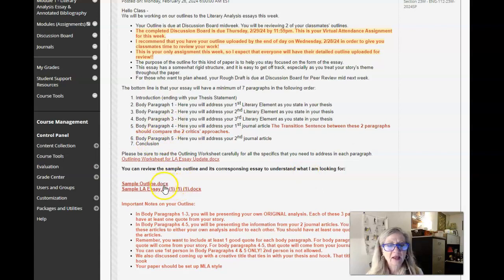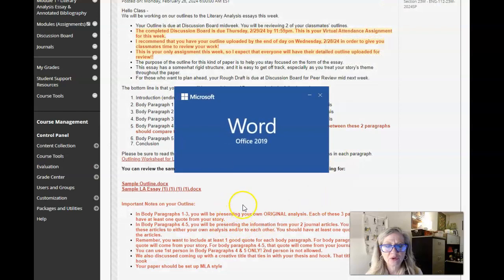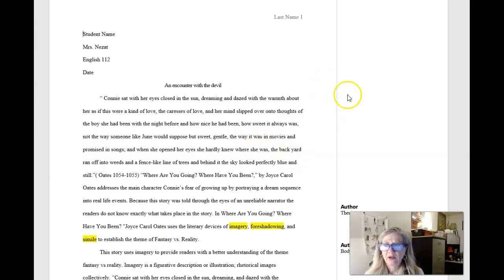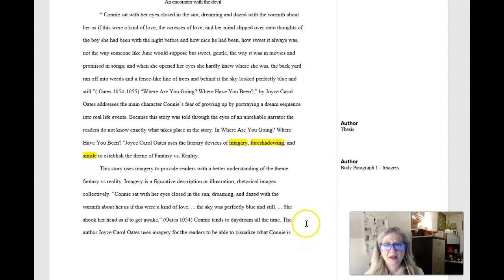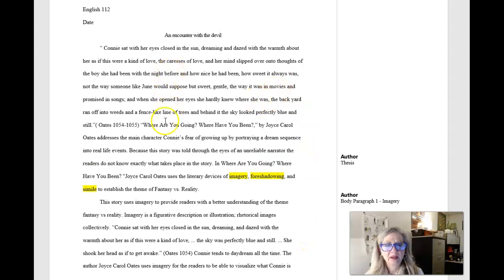All right, so let me pull up the sample essay to show you. I have this in the announcement, and this is an essay on Where Are You Going, Where Have You Been. This student opens this paper with a quote from the story, which is fine. You can open with a quote. Now, I wouldn't necessarily open with a quote quite that long, but I would have probably given a shorter quote with more information in between. But other than that, this is a pretty good paper.